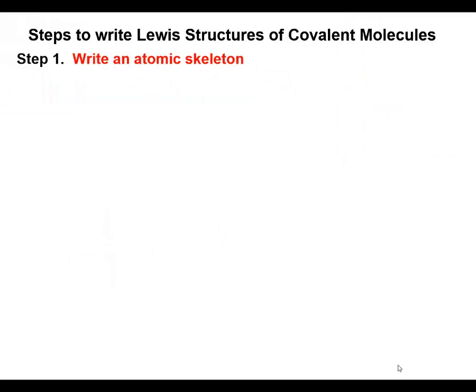Okay, so first of all, the very first thing you should do when you're drawing Lewis structures is take all the atoms involved in the formula of the compound and write an atomic skeleton. Sometimes we'll say this is a skeletal structure. When we're doing this, there are a few things you might recognize to help you start. First of all, you might realize that atoms are often arranged symmetrically.